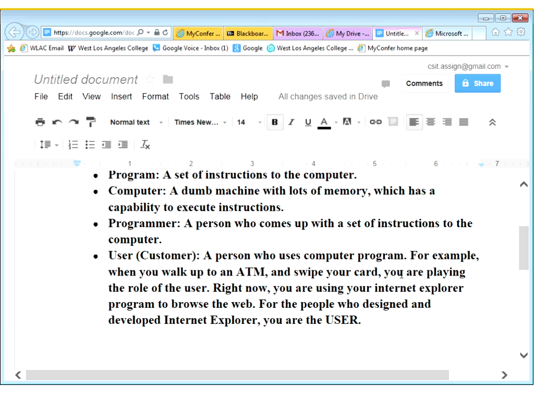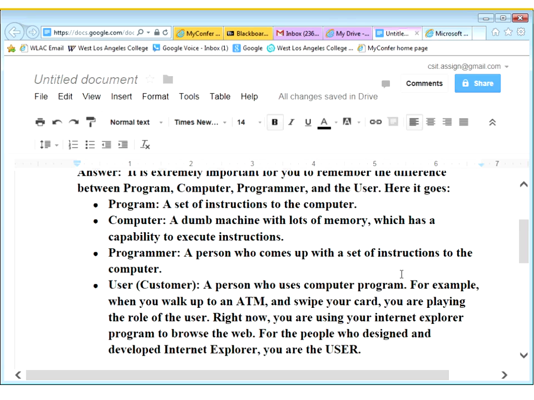Okay, so any questions about the different roles? You have the program, the computer, the programmer, and the user. All right. Good.